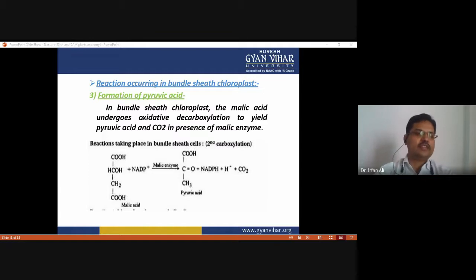You can see that this is a molecule of malic acid: COOH, then C with OH on the right side and H on the left side, and CH2COOH. This is malic acid, and this is the NADP plus molecule, and this is malic enzyme. And this is pyruvic acid, NADPH plus H+ and CO2. So at this step there are two benefits: one is the formation of the NADPH molecule, and the other is the release of carbon dioxide. This is the third step carried out in the bundle sheath chloroplast.